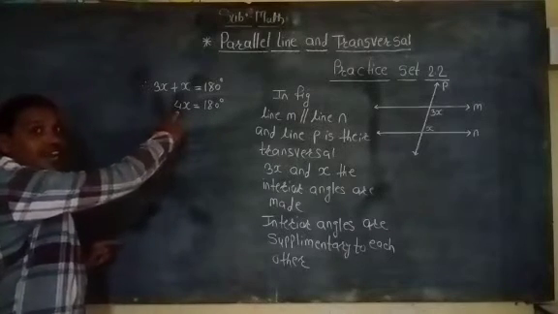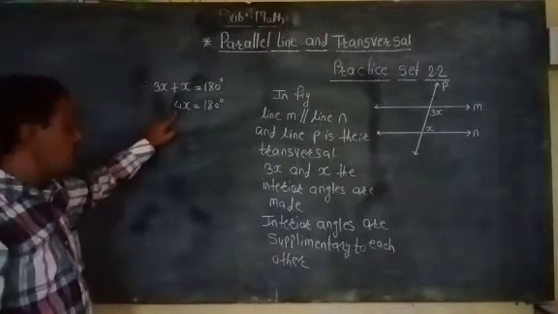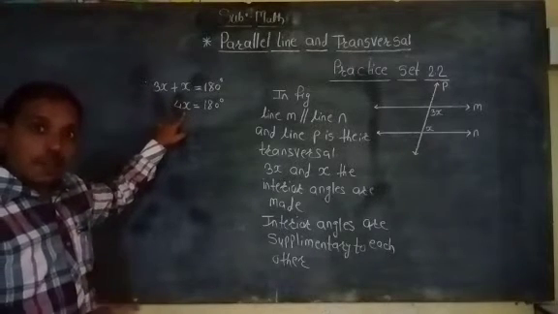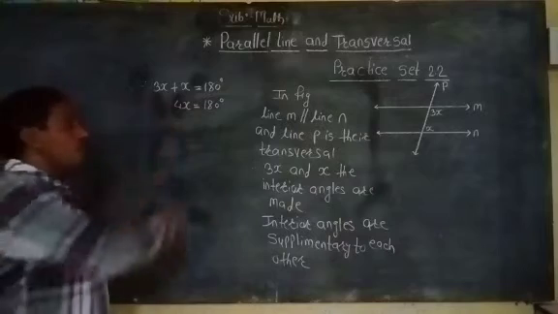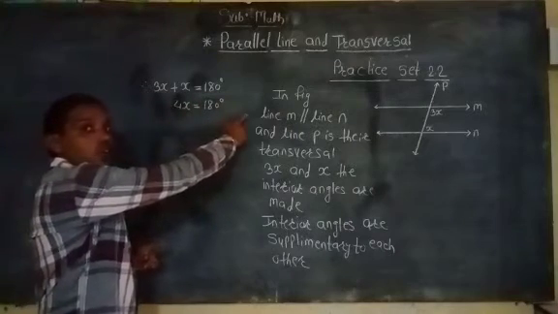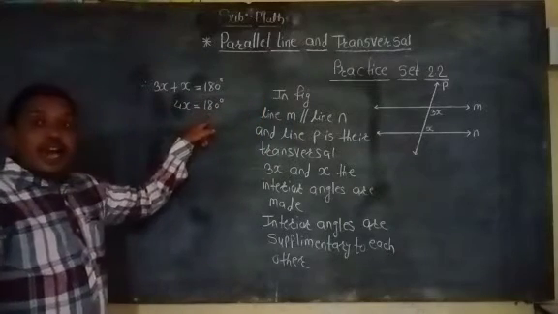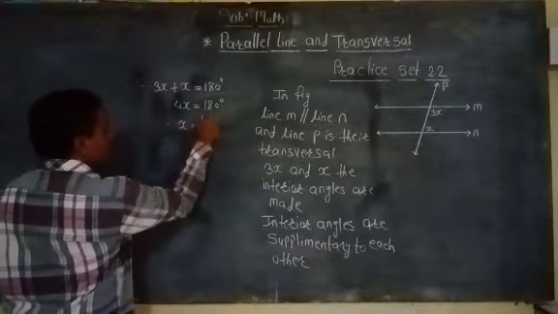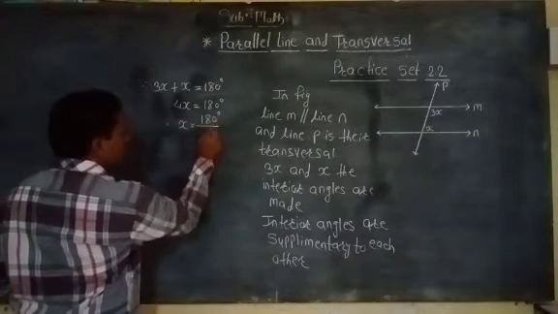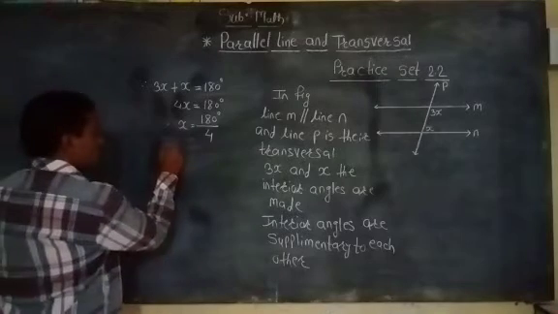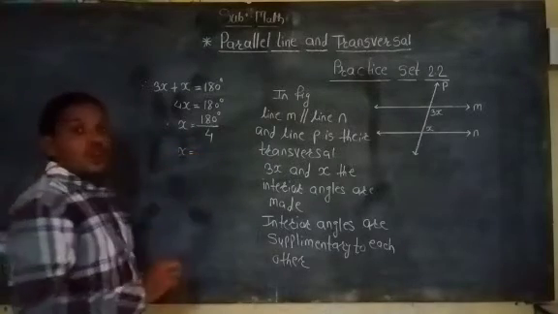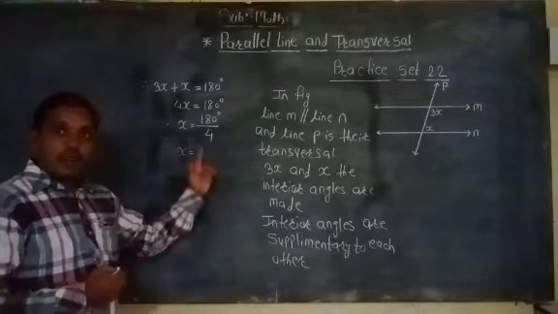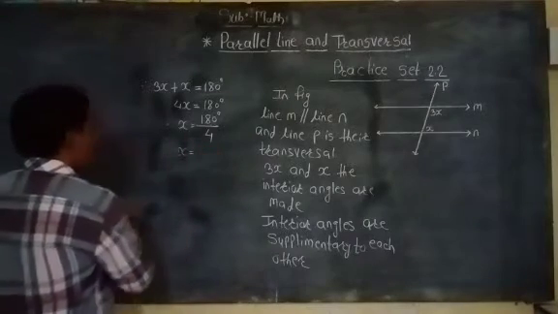On the left-hand side, 4 is multiplied with the variable x, and if we move the 4 to the right-hand side, then it divides the 180. That is why x is equal to 180 degrees upon 4. So x is equal to 180 divided by 4.